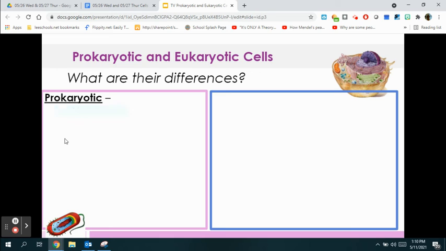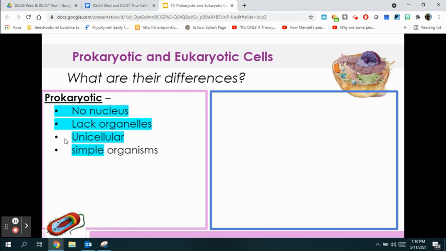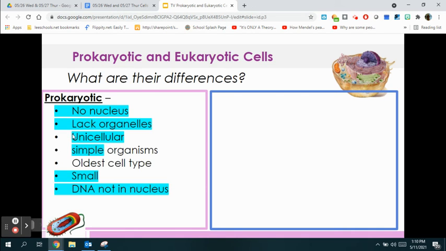What are their differences? Prokaryotic has no nucleus. It lacks organelles. It is unicellular, which means it only has one cell. They're simple organisms. They're the oldest cell type. They're small. Their DNA is not in the nucleus, and they reproduce asexually.